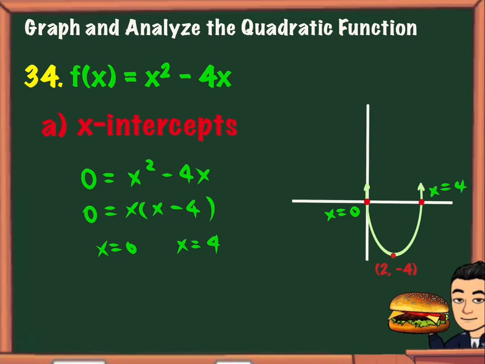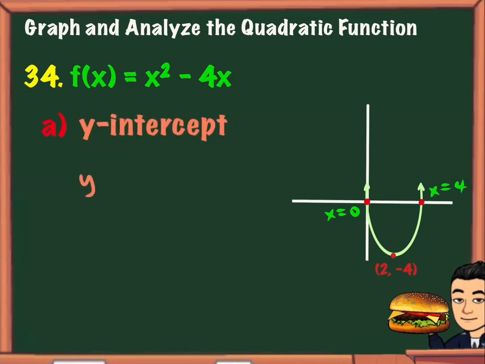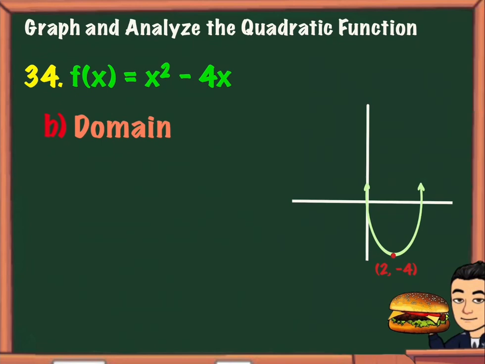Those are the x-intercepts. For the y-intercept, you can substitute 0 for x. So that will be 0 squared minus 4 times 0, which equals 0. So this is where your y-intercept is, y equals 0. For letter B, let's find the domain.